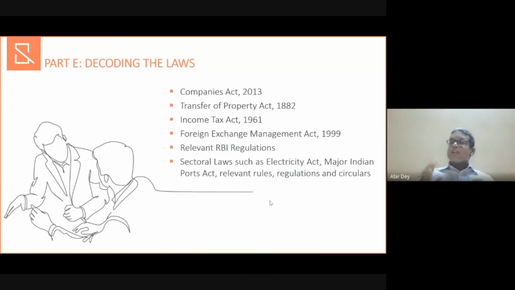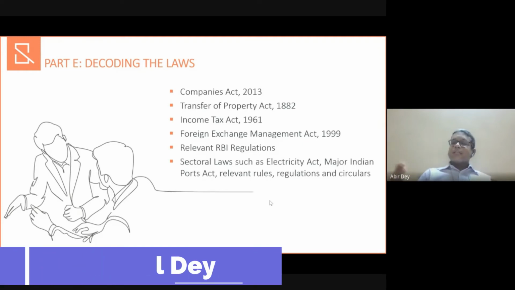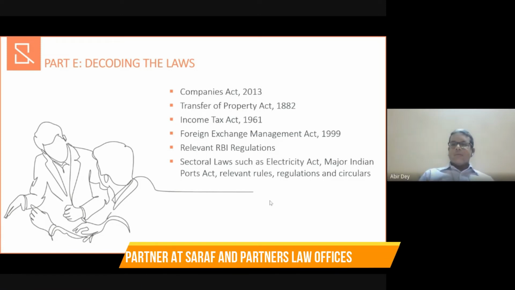Then comes your Transfer of Property Act. As we discussed, the security interest, mortgage, charges, pledge, everything, those all would get covered under your Transfer of Property Act. Then Income Tax Act, we have already explained to you the Crown Debt, Section 281 and all these things. Then foreign exchange. FEMA would come in case of overseas, outside borrowing. Correct? If someone is borrowing from outside, then there is FEMA as well as external commercial borrowing regulations. In addition to that, there are multiple RBI circulars.